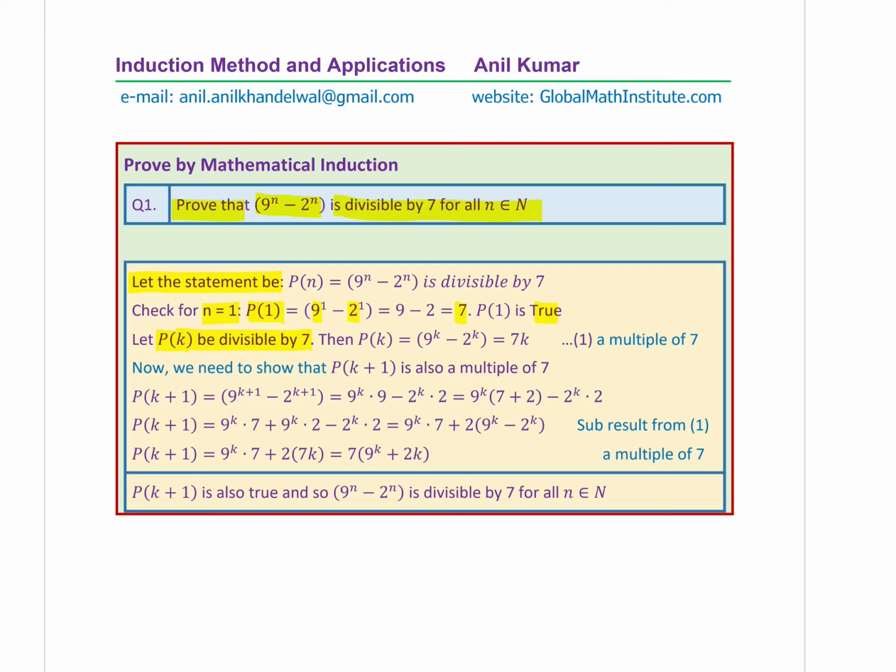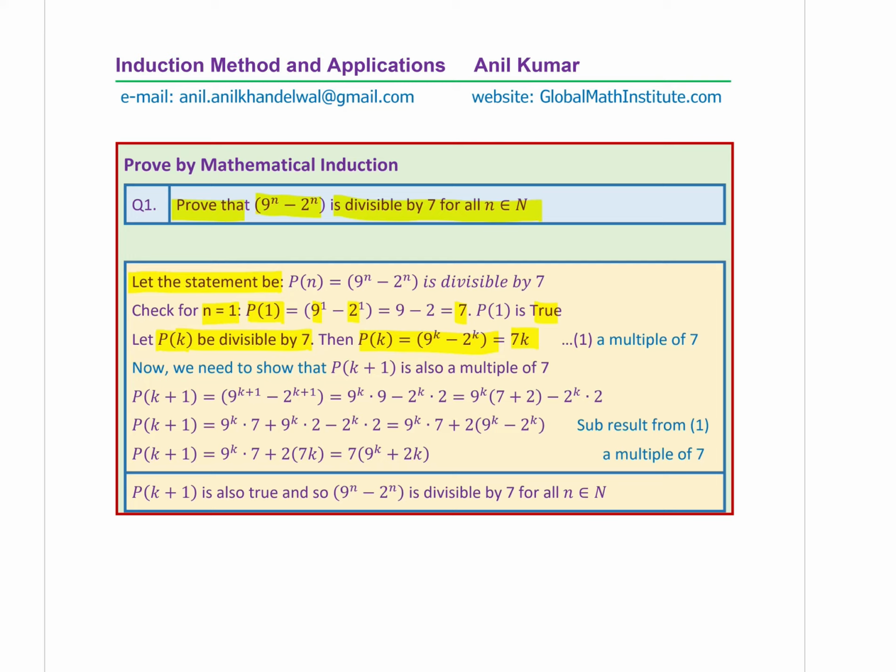That's what we are saying. Now, divisible by 7 means what? It means that it is a multiple of 7, correct? So that really means that P of k, which is equal to 9 to the power of k minus 2 to the power of k, should be equal to 7 times k, a multiple of 7. Only then it is divisible by 7.